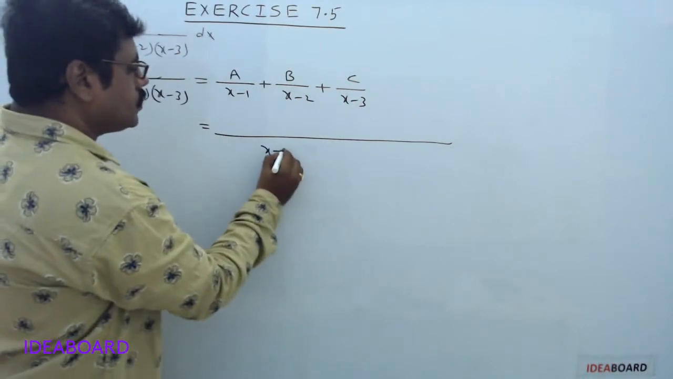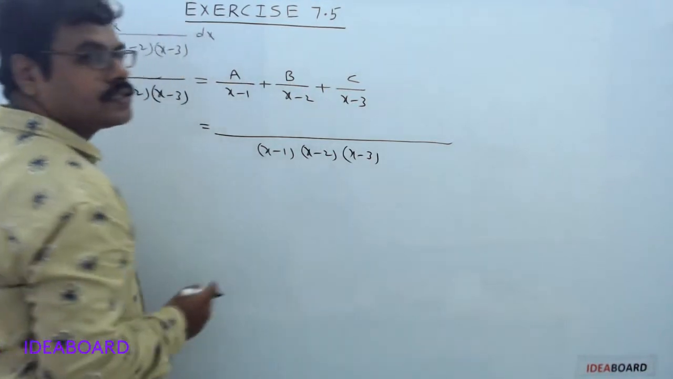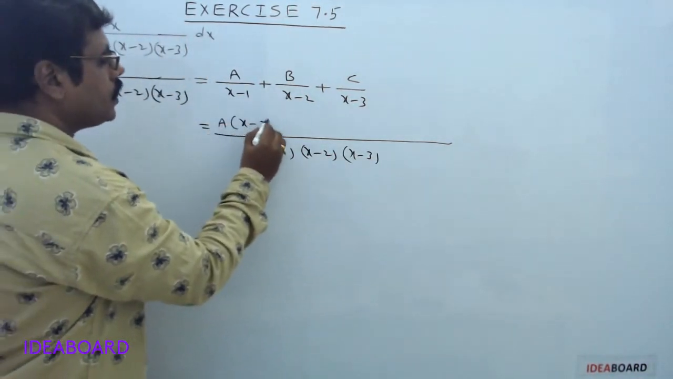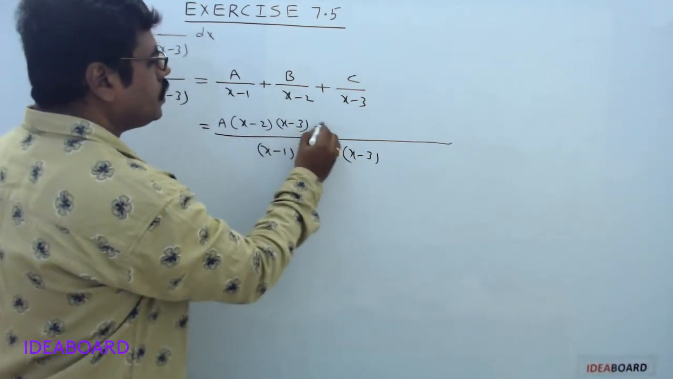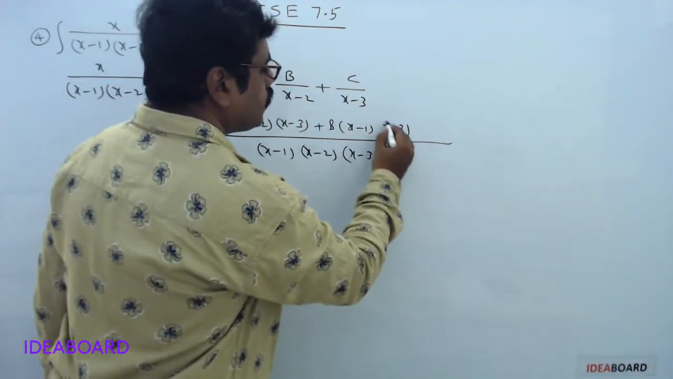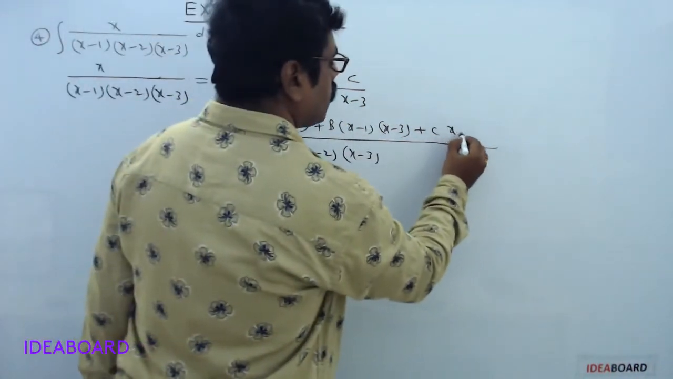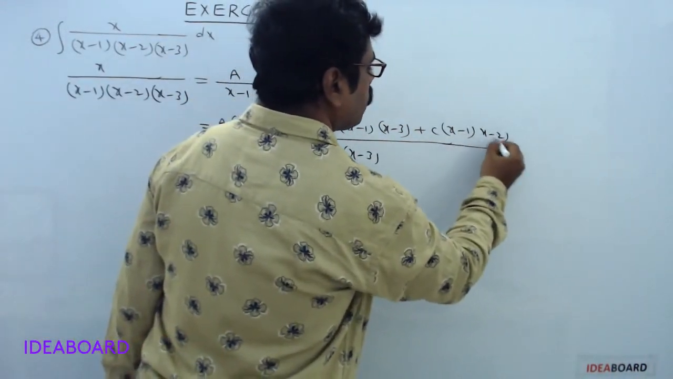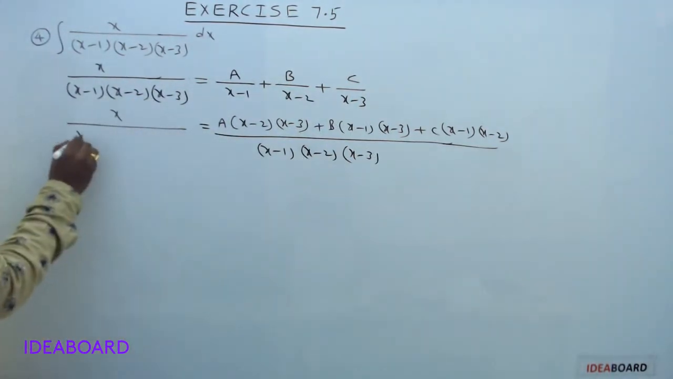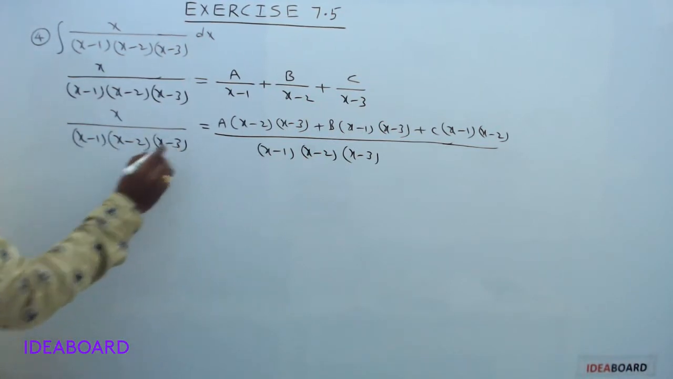So the LCM on the right hand side is x minus 1 into x minus 2 into x minus 3. Write down the corresponding numerator: A into x minus 2 into x minus 3 plus b into x minus 1 into x minus 3 plus c into x minus 1 into x minus 2. Write down the LHS part also: x divided by x minus 1 into x minus 2 into x minus 3.